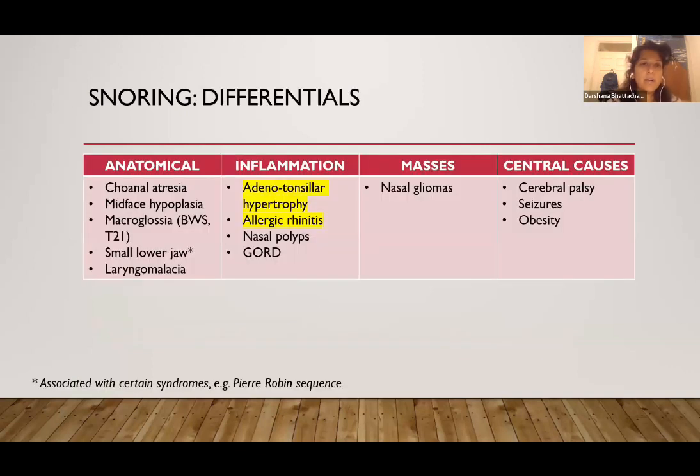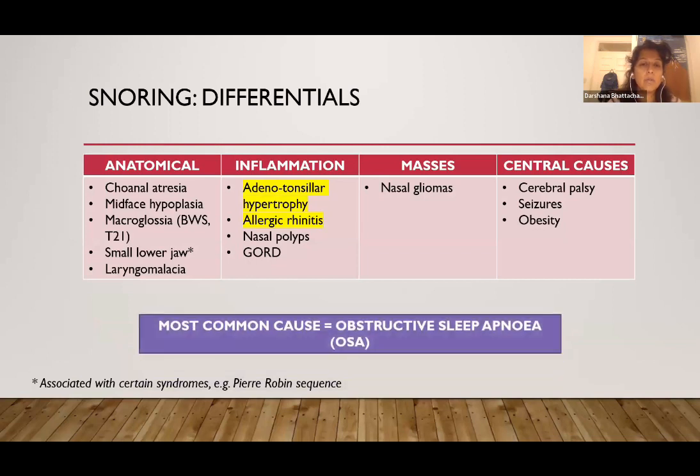As you can see, there's quite a wide range of differentials for snoring, and I'm not going to go into every single one of these, but by far the most common cause of snoring is obstructive sleep apnea, or OSA, as a result of adenotonsillar hypertrophy, or allergic rhinitis.